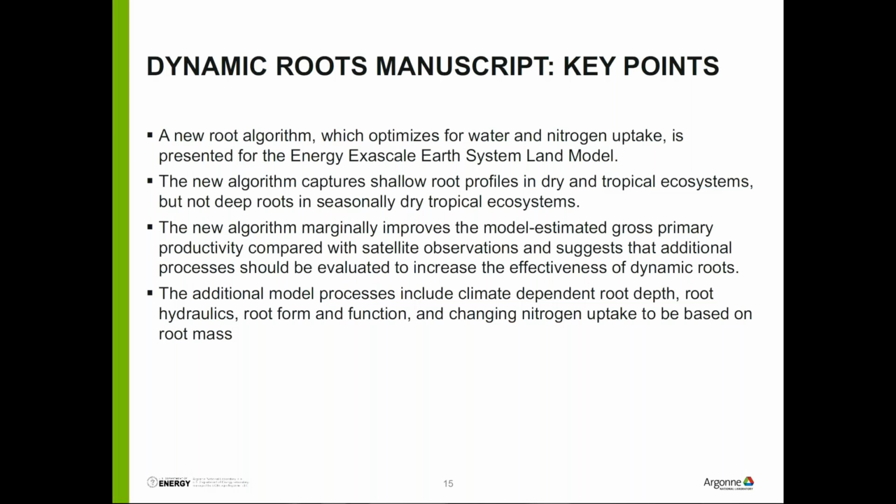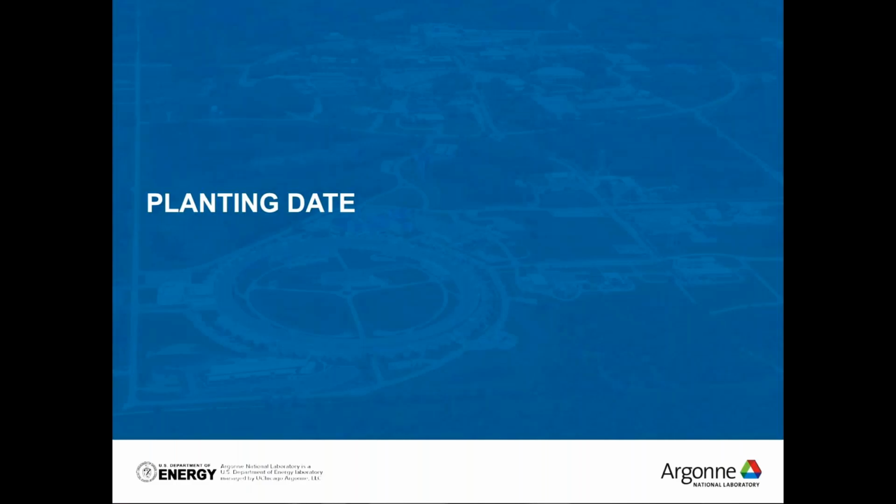Looking at root form and function, so distinguishing between roots that are trying to forage for nitrogen versus roots that are trying to forage for water, and also shifting how we uptake nitrogen to make it more based on root mass, which I think is part of the model, but I haven't worked with that particular concept yet. So that's the dynamic roots work that I have just wrapped up, and I'm hoping to do some more work in the far future.